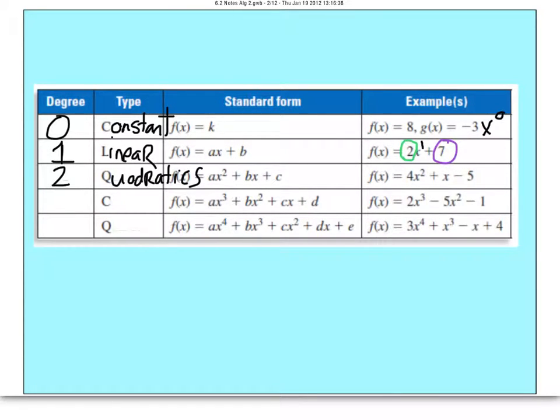Now on here, the leading coefficient is the number in front of the x squared, which is 4. The constant value here is actually going to be -5.